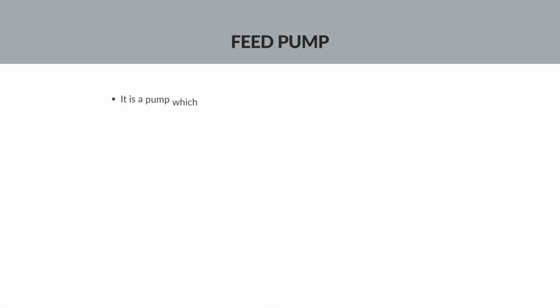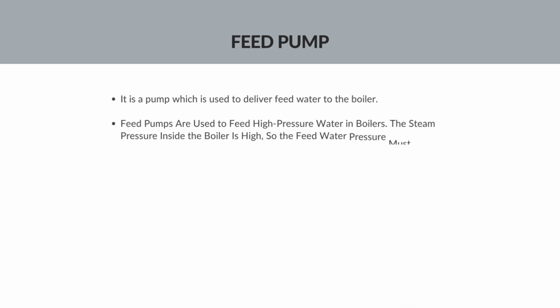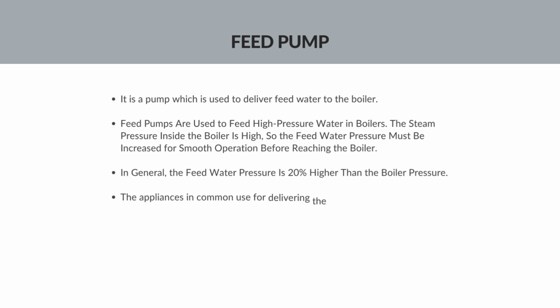Now, feed pump. It is a pump which is used to deliver feed water to the boiler. Feed pumps are used to feed high pressure water in the boiler. The steam pressure inside the boiler is high. So, the feed water pressure must be increased for smooth operation before reaching the boiler. In general, feed water pressure is 20% higher than the boiler pressure. The appliances in common use for delivering the feed water into steam boilers are reciprocating pump and centrifugal pump.